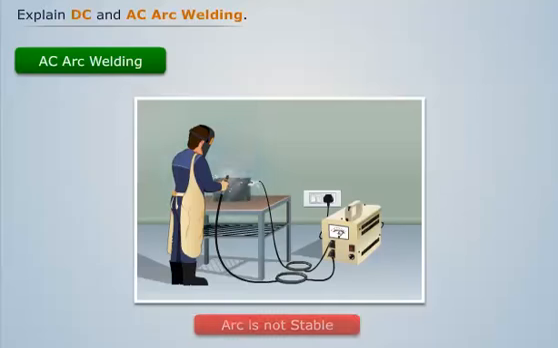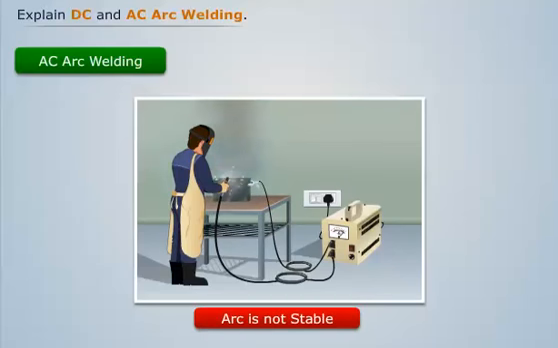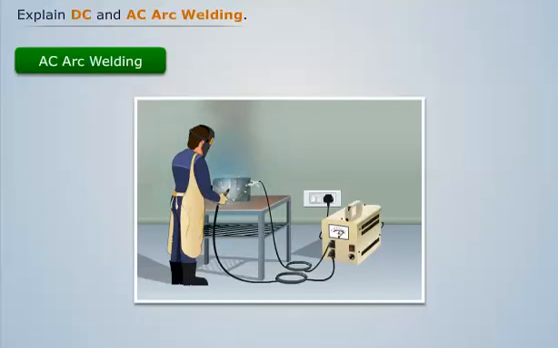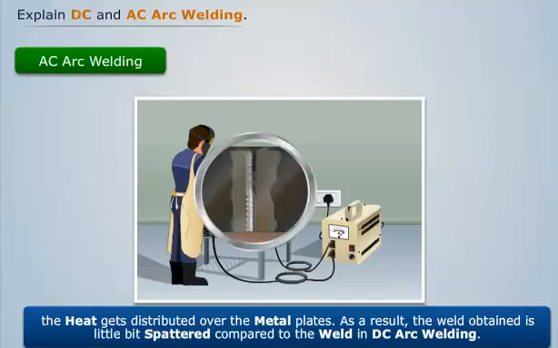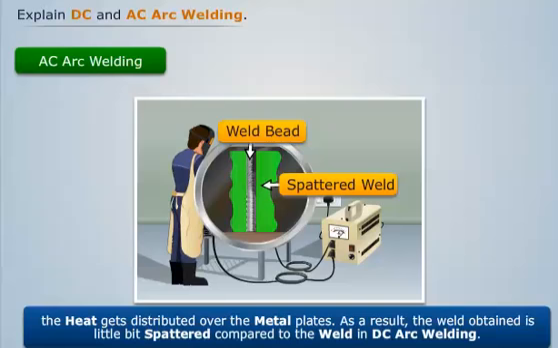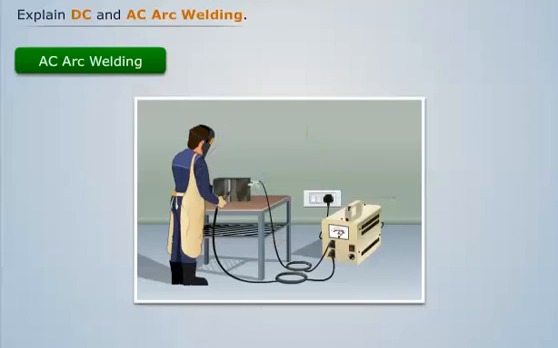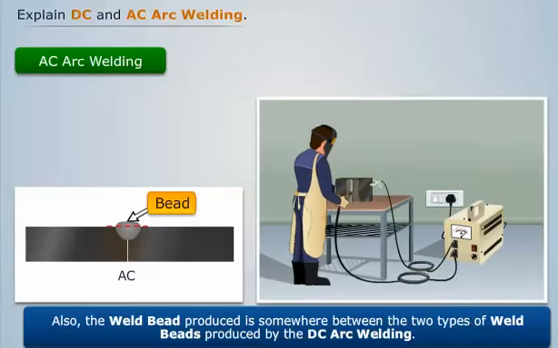We see that as we move the electrode, the arc is not stable and has a uniform temperature throughout. Thus the heat gets distributed over the metal plates. As a result, the weld obtained is a little bit spattered compared to the weld in DC arc welding. Also, the weld bead produced is somewhere between the 2 types of weld beads produced by DC arc welding.